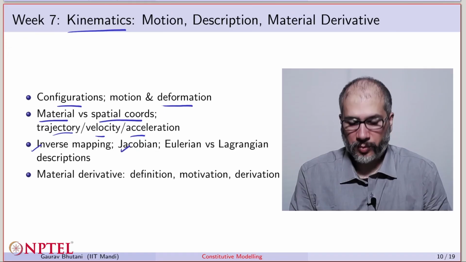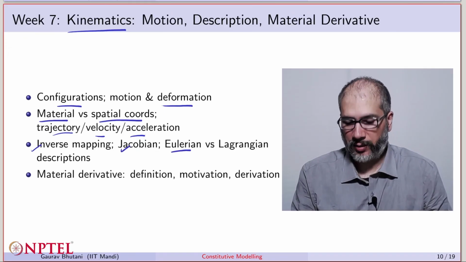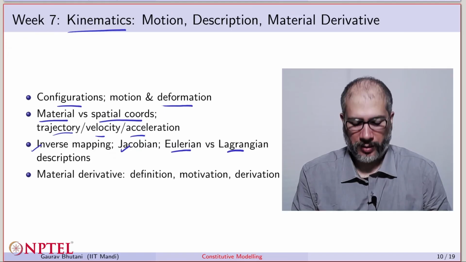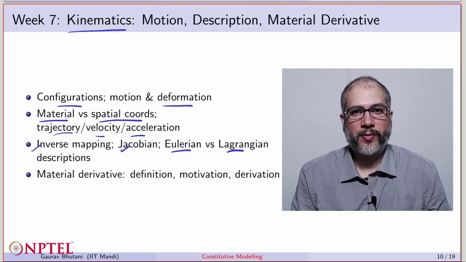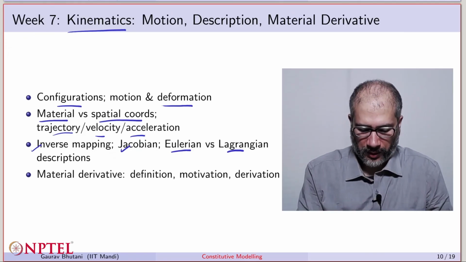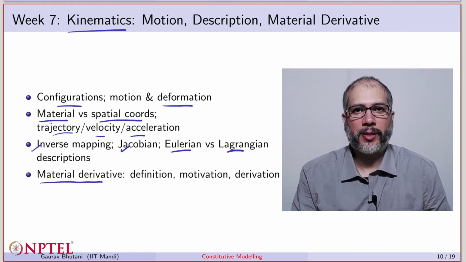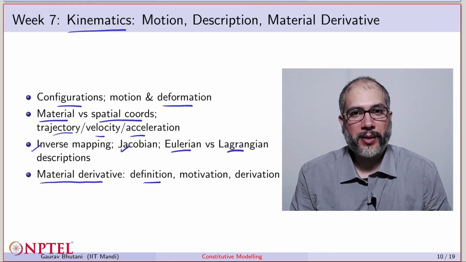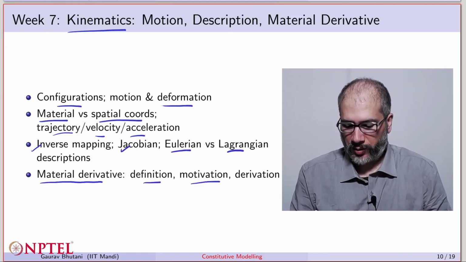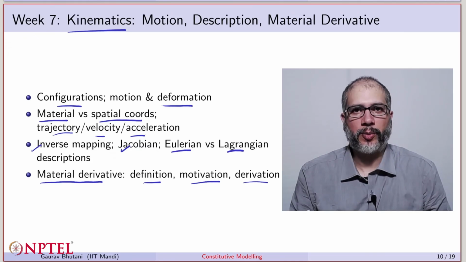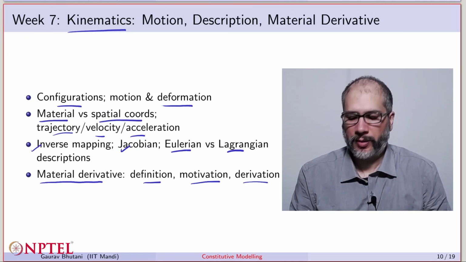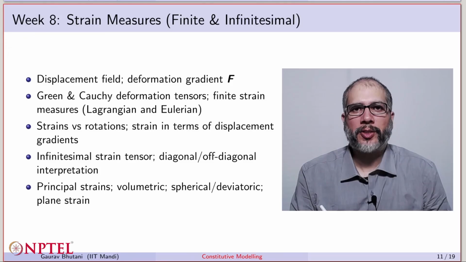We talked about the Jacobian of the transformation, and then we discussed the Eulerian and the Lagrangian description of motion. Towards the end of this week, that is in week 7, we talked about a very important idea which can sometimes be very confusing, that is the idea of the material derivative. We defined the material derivative, we discussed the motivation behind it, and we demonstrated a 1D derivation of that as well for completeness.